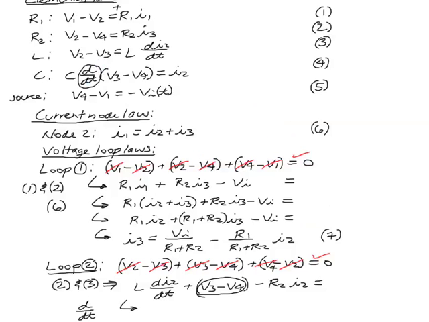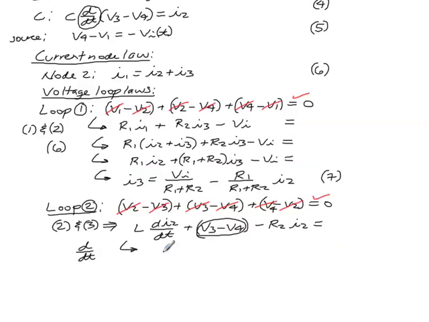Okay, so if you take a time derivative of that equation there, we get L times the second derivative of I2 with respect to time, plus the time derivative of V3 minus V4, that ends up being an I2 divided by C, minus R2 di2 dt as that.